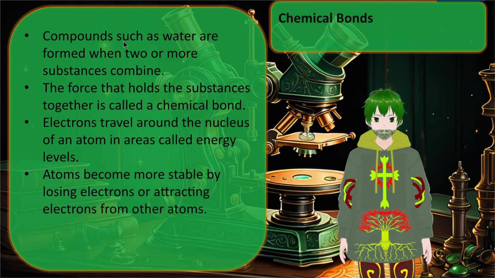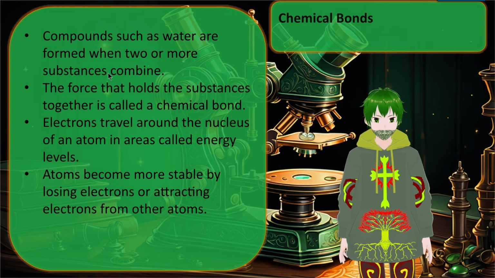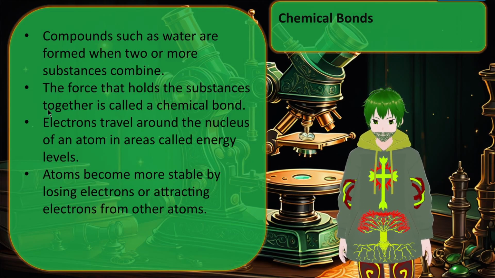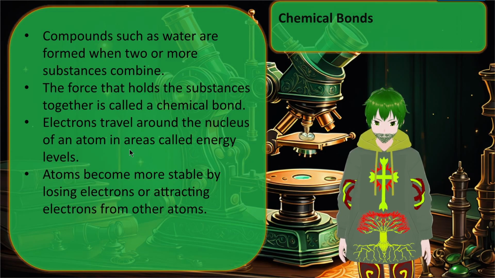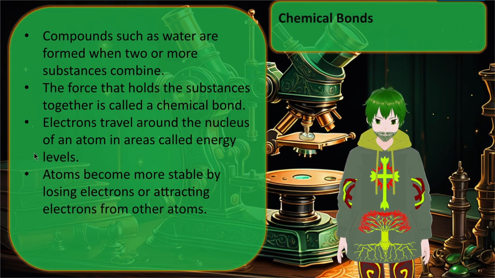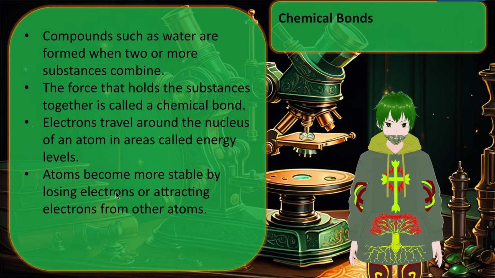Now, again, compounds such as water are formed when two or more elements combine, and so two hydrogen atoms combine with an oxygen atom to make H2O, that's water. The force that bonds a compound together is called a chemical bond, and it comes in two types, and we're going to look at that. Electrons travel around each of your atoms and then get shared or stolen in some cases. That allows for the chemical bonds to occur.